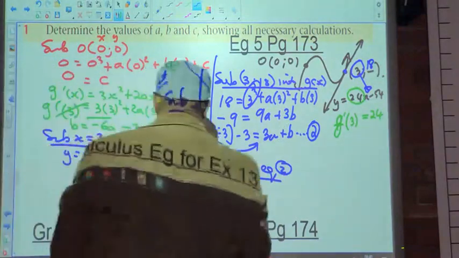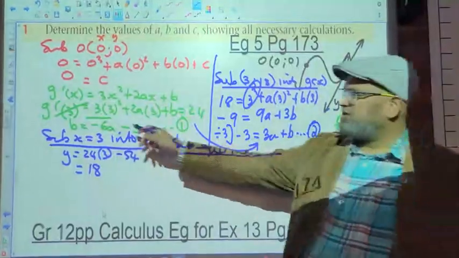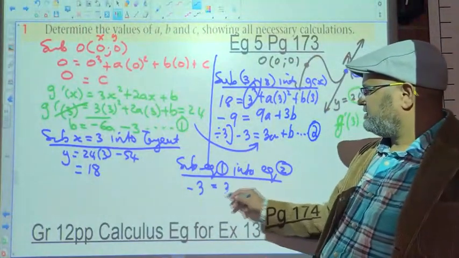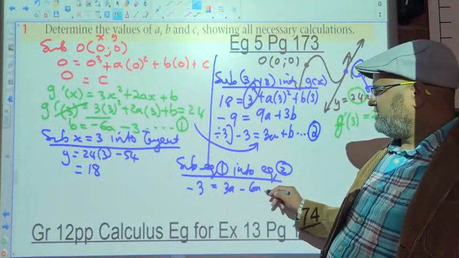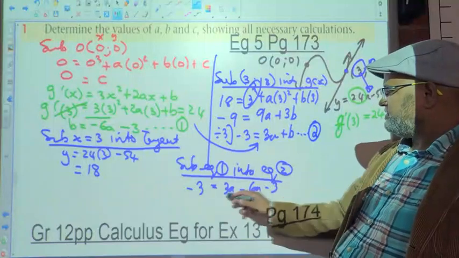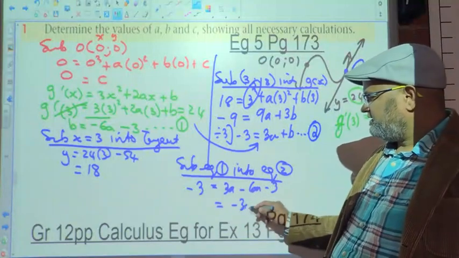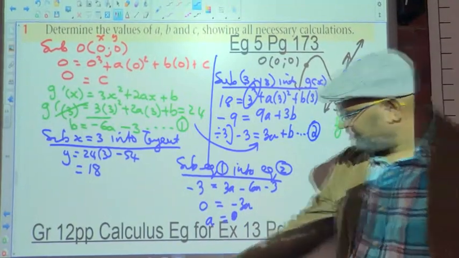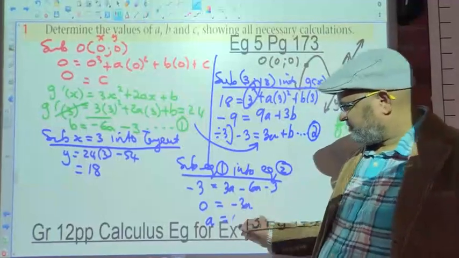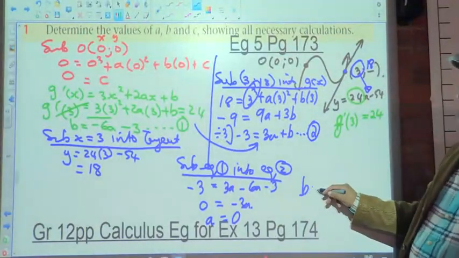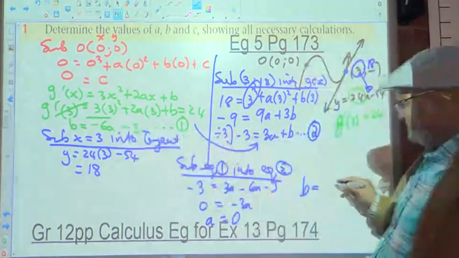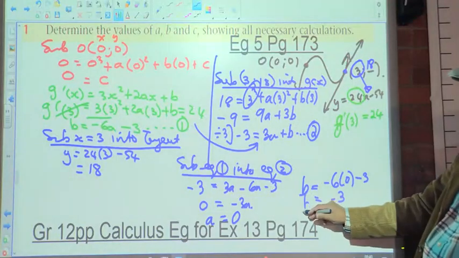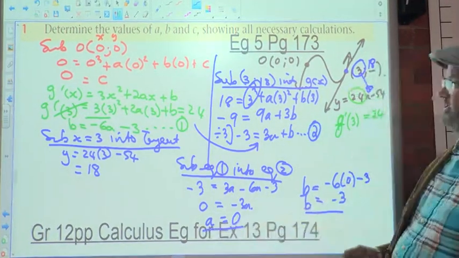So what's going to read now? If I see a b, I replace it with negative 6a minus 3. So it's negative 3 equals 3a plus negative 6a minus 3. So it's going to give us negative 3a equals 0. So a is 0. And then b, of course, from equation 1, will be negative 6 times 0 minus 3, which is negative 3. So there's your a and your b.